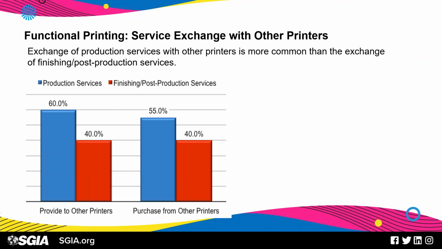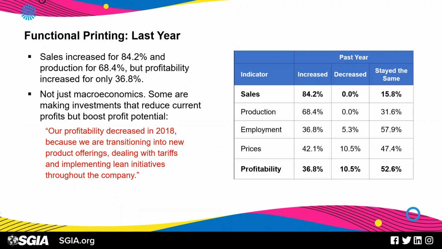The exchange of production services is more common than the exchange of finishing and post-production services, specifically as the blue bars show. 60% provide production services to other printers, and 55% purchase production services from other printers, while 40% provide finishing post-production services to other printers, and the same percentage purchase those services from other printers.